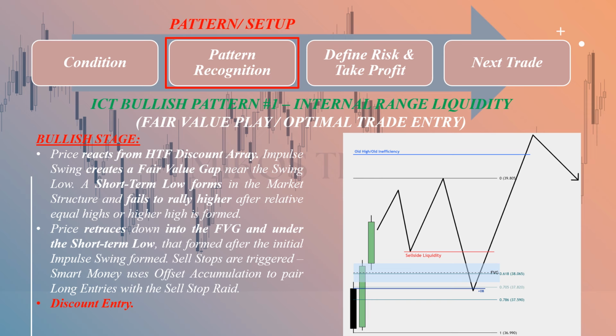A short-term low forms in the market structure and fails to rally higher after relative equal highs or a higher high is formed. Price then retraces down into the fair value gap and under the short-term low that was formed after the initial impulse swing formed. Sell stops are triggered. Smart money uses offset accumulation to pair long entries with a sell stop rate. Discount entry.